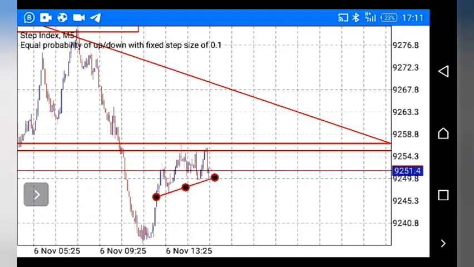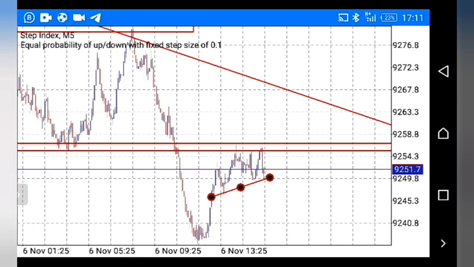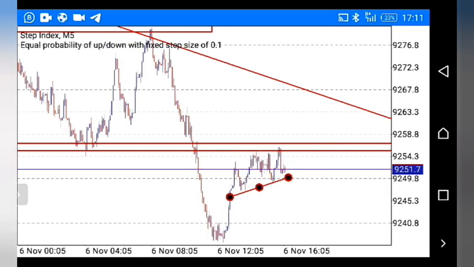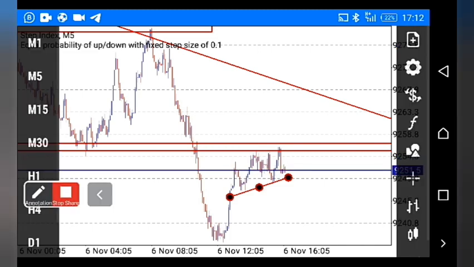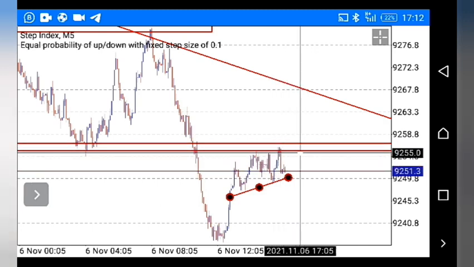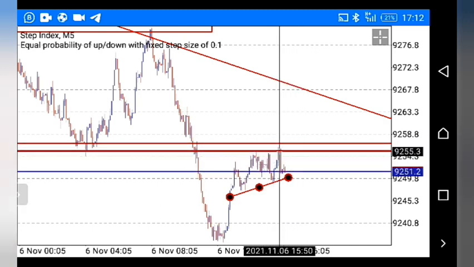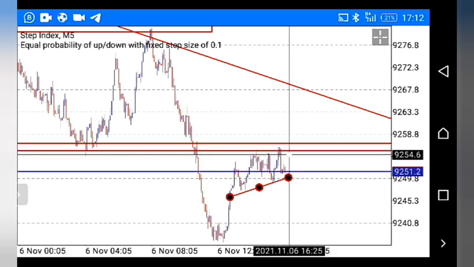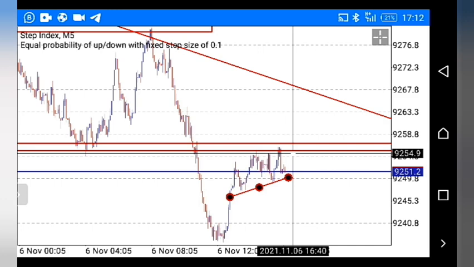Now you can see what is happening here. Remember the target is to take your trade at this point, because this is the best point to take your trade. If you take the trade here, you are going to have a very minimal drawdown. You're going to be very safe. Even on a small account, the drawdown will not be much.